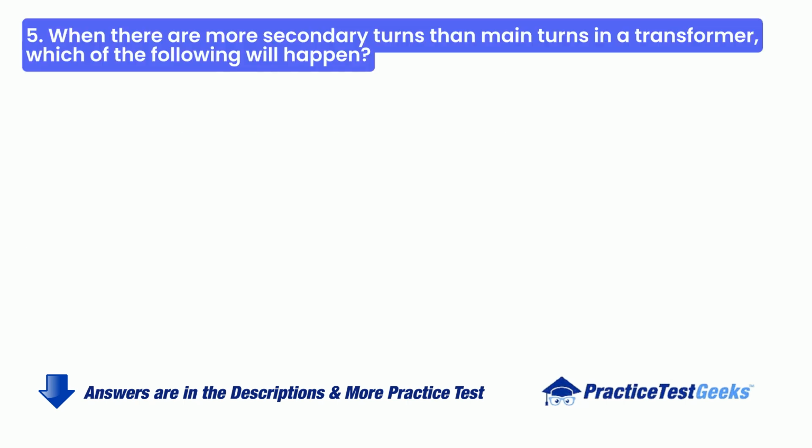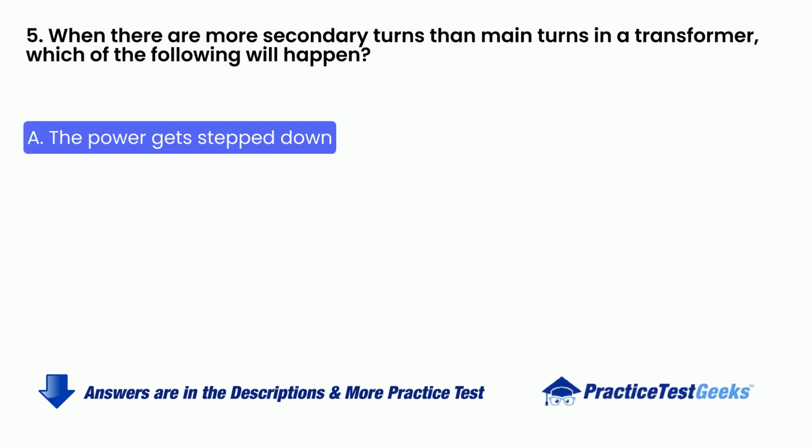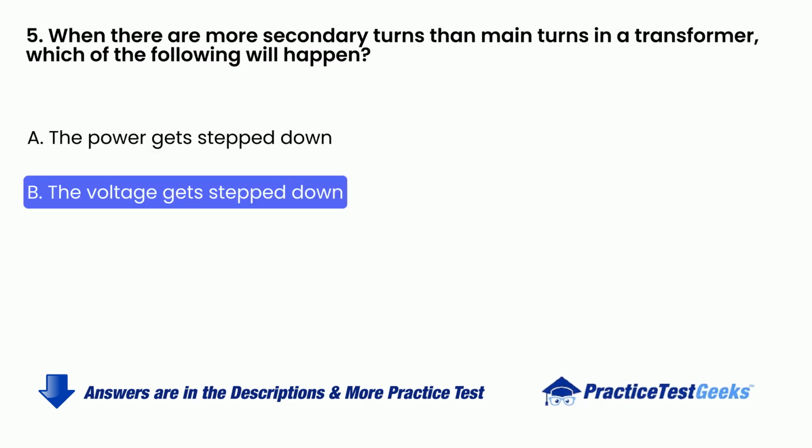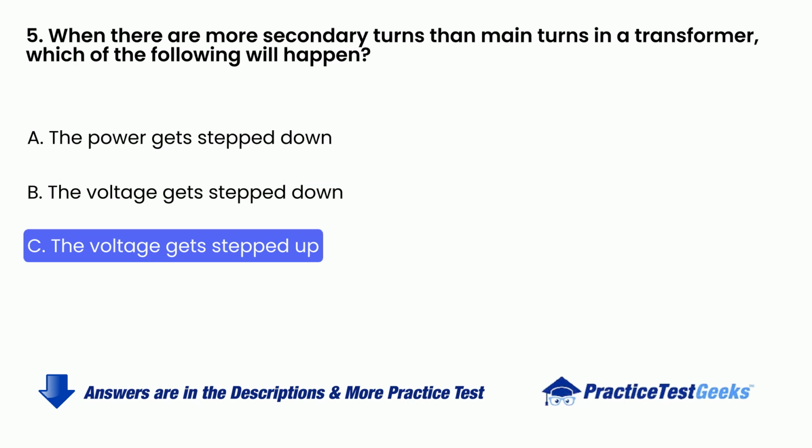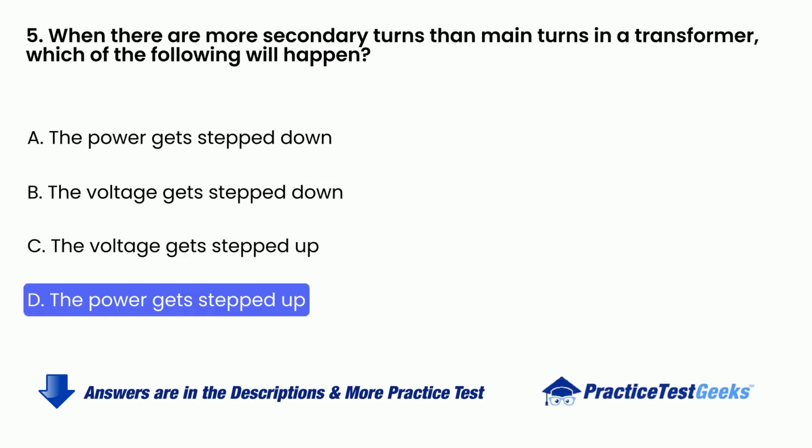When there are more secondary turns than main turns in a transformer, which of the following will happen? A. The power gets stepped down. B. The voltage gets stepped down. C. The voltage gets stepped up. D. The power gets stepped up.